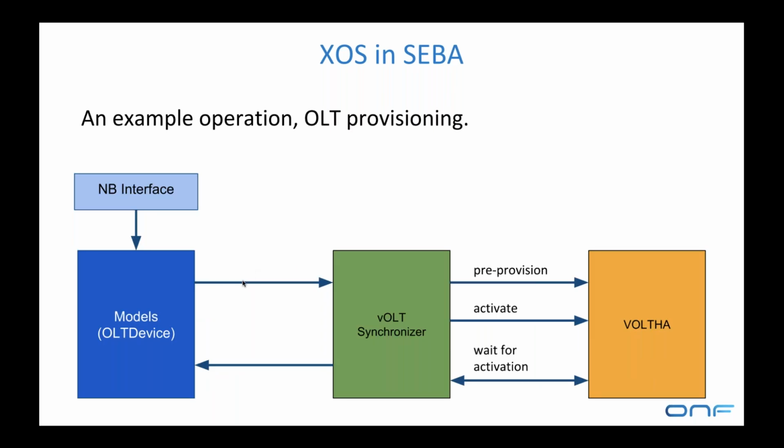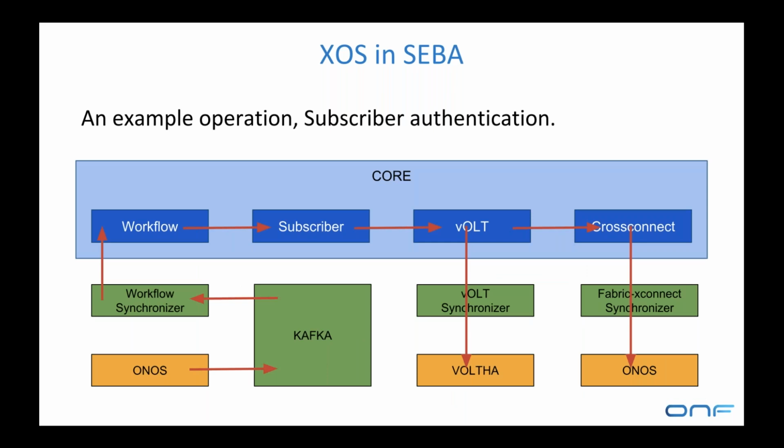So what we are seeing here is a classic example of top-down interaction between XOS and the system. What we see next is a slightly more complex scenario, where everything starts from a bottom-up event that comes from the system. For example, our subscriber authenticates against the Radius server. Once the authentication goes through, ONOS sends an event to Kafka. This event is picked up by one of the synchronizers, which updates the model.